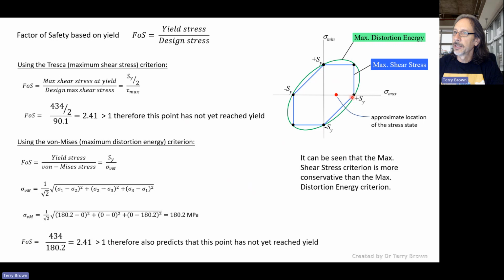And when we have just a uniaxial state of stress, at this point the two curves cross over each other. So the green ellipse and the blue hexagon, roughly, at this point are the same for both.